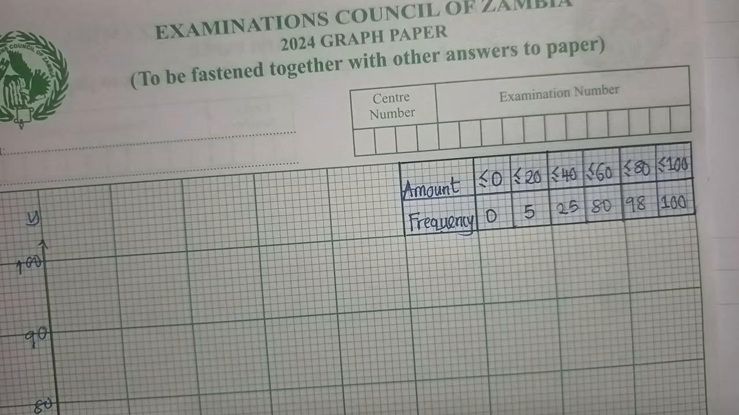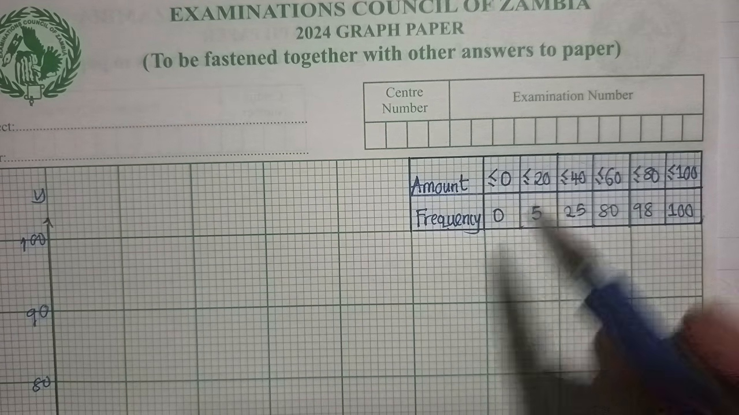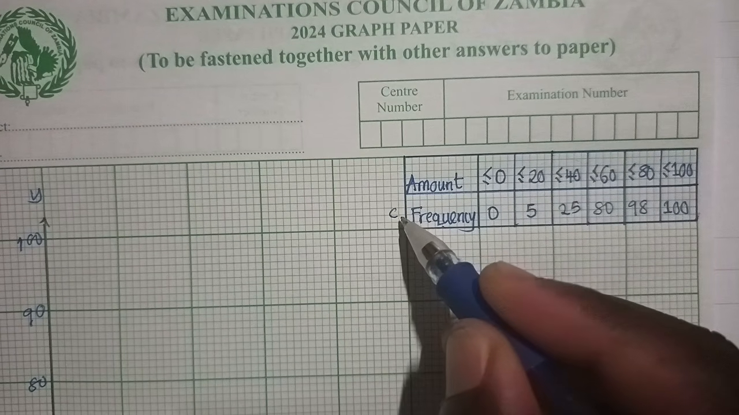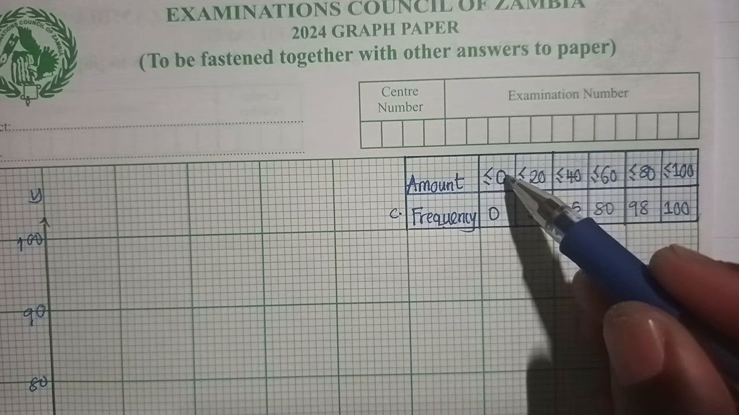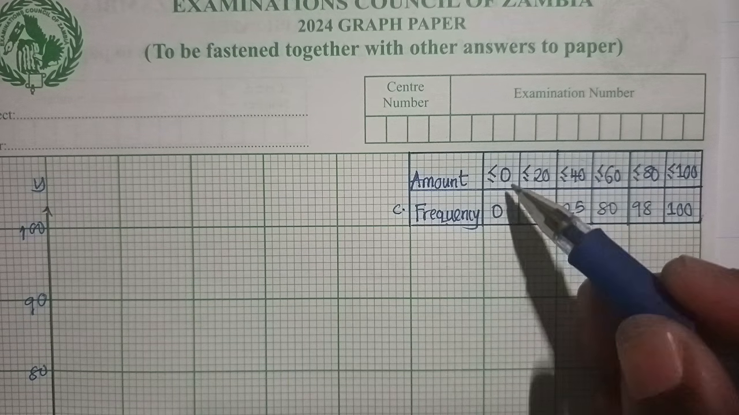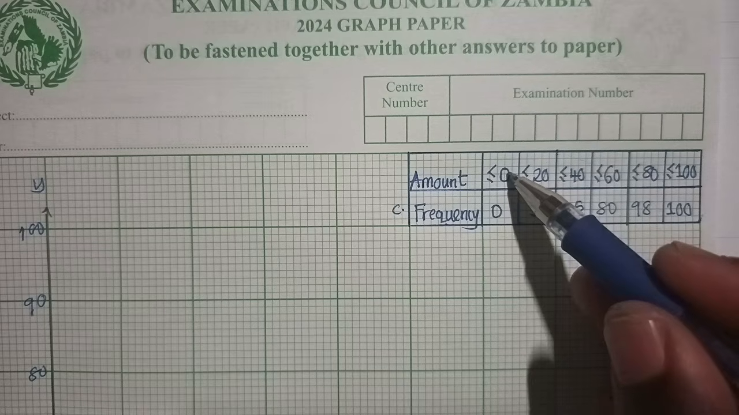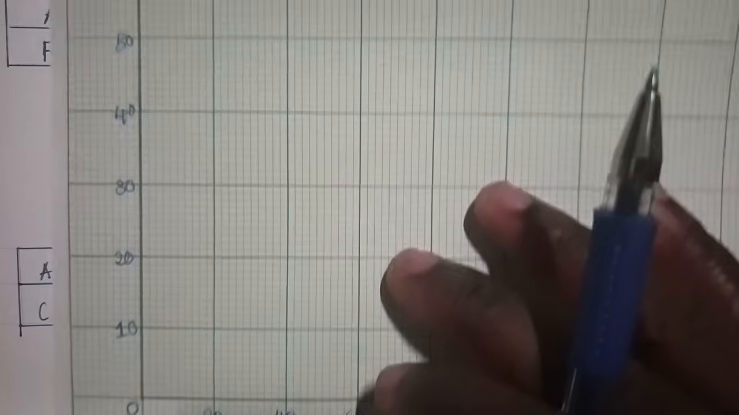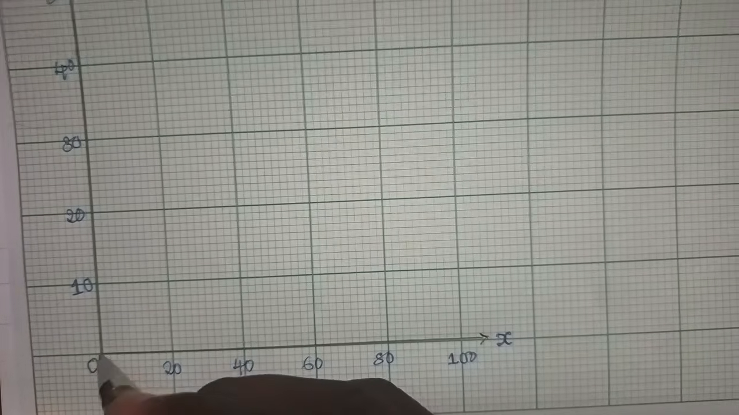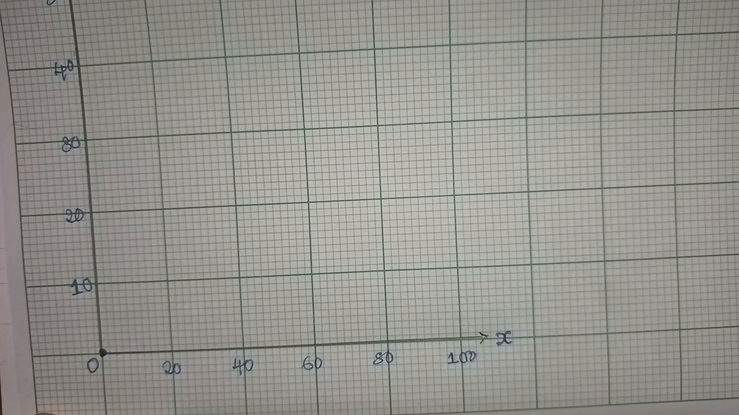It's like this. Now plotting the first set of coordinates, it will be 0, 0. Remember, this is a cumulative frequency. So the top part here is your x-axis and the bottom part is your y-axis. So the frequency is always your y-axis. And this is 0, 0. So for 0, 0, we just come right over here. So this is 0, 0. You must show the points.